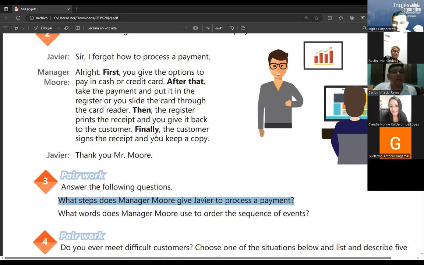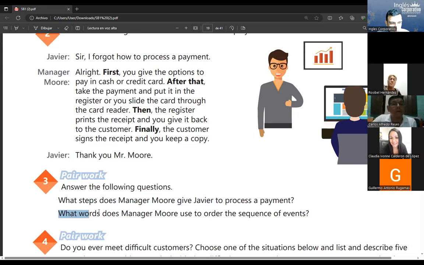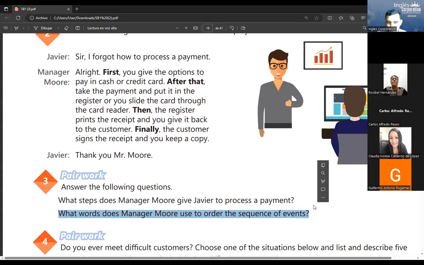Okay, excellent. What are the transition words that you can see in the paragraph? First. After that, excellent. Another one? Then and finally. Good. Okay, the next question says, what words does Manager Moore use to order the sequence of events? The words used by Manager Moore are first, after that, then, and finally. Okay, excellent.